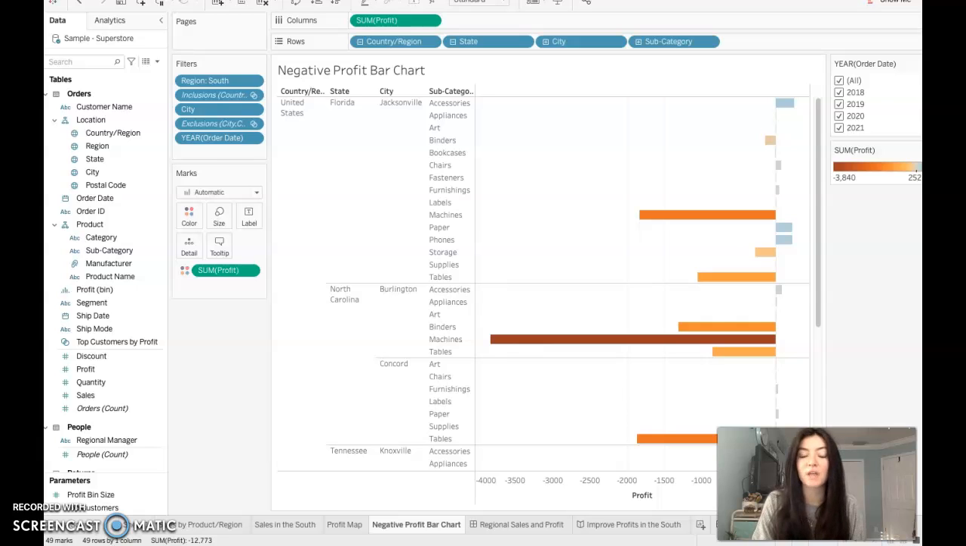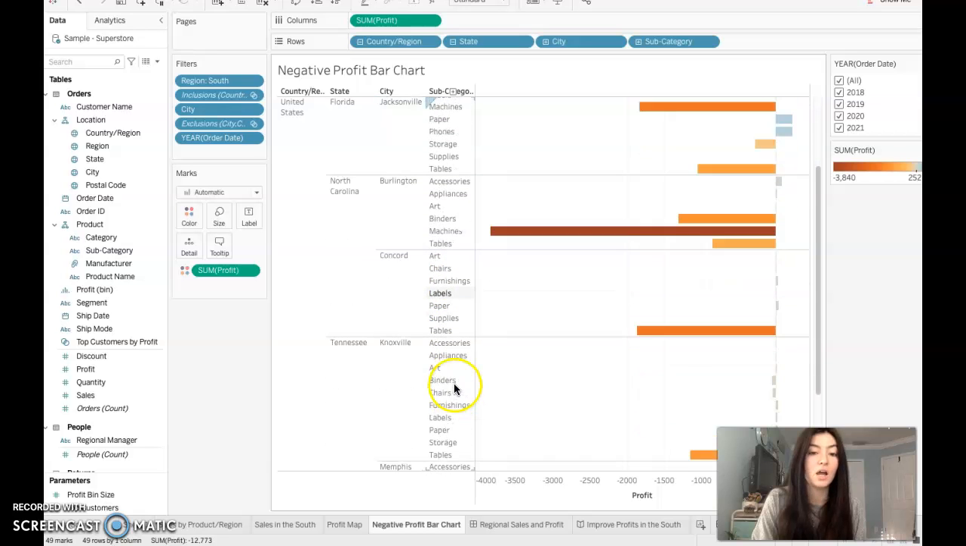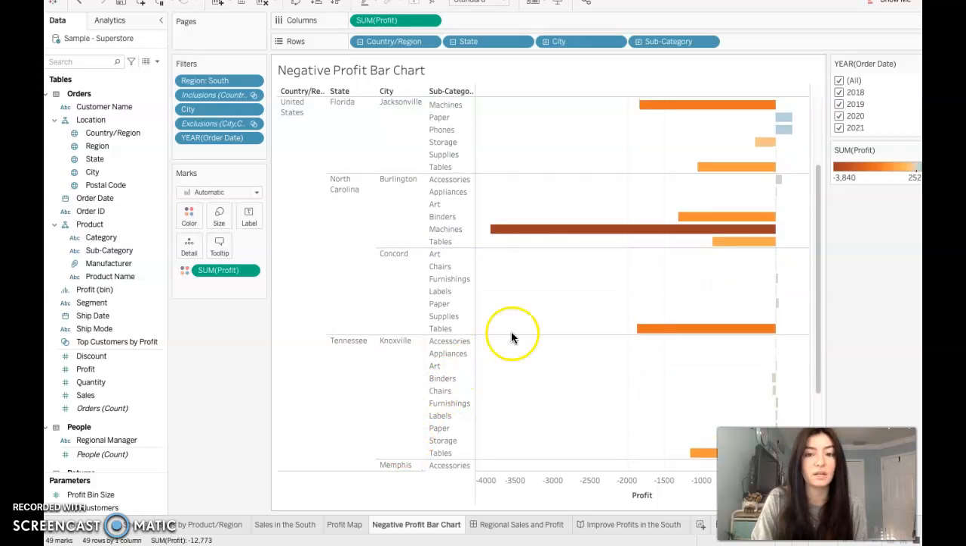So for this course I was tasked with analyzing data from a superstore in Tableau, and this is the first visualization that I'll be going over today. This is a negative profit bar chart, and it's particularly talking about three states: Florida, North Carolina, and Tennessee, and then different cities within those states like Jacksonville, Florida, Burlington, North Carolina, Concord, North Carolina, Knoxville, Tennessee, and then Memphis, Tennessee.